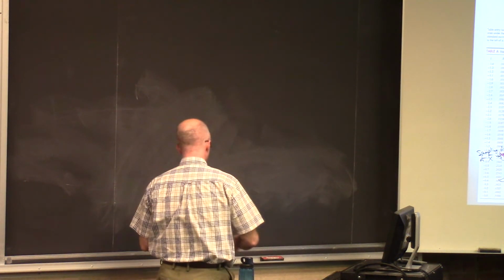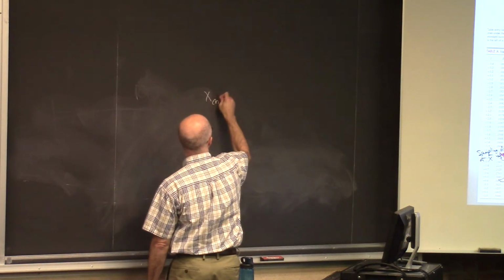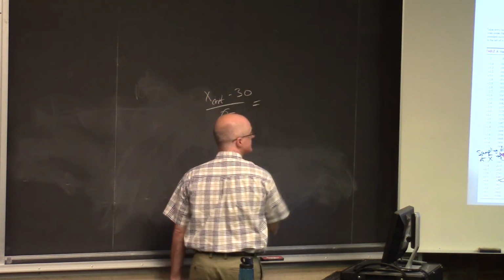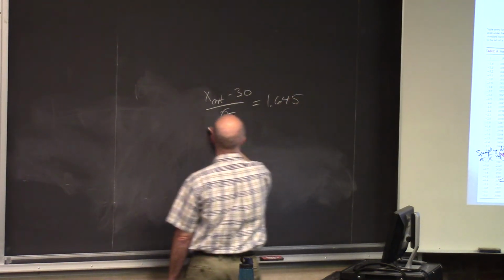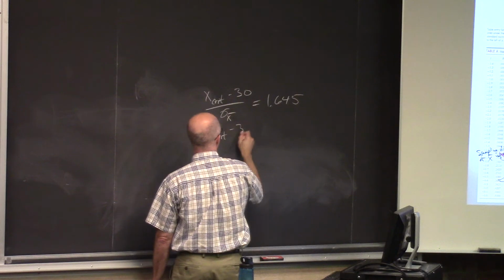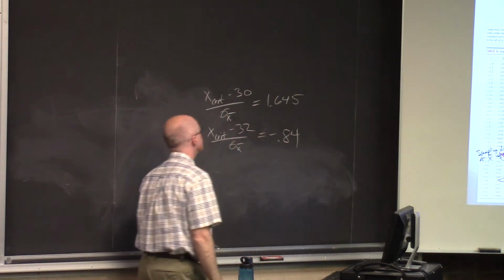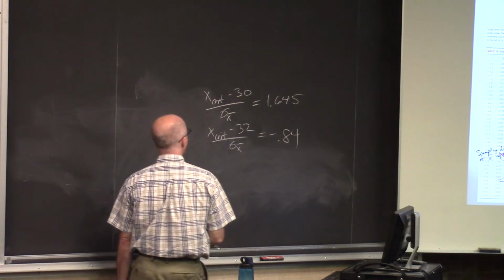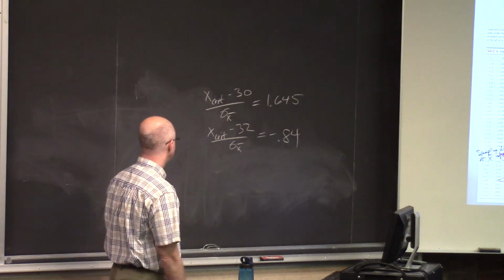I've got another calculator with me, so I don't have to keep going back and forth here. So the system of equations is that (x crit minus 30) divided by sigma sub x bar is 1.645, and (x crit minus 32) divided by sigma sub x bar is negative 0.84. This can be solved. Multiply both sides by sigma sub x bar, and then for the first one add 30, and for the second one add 32.